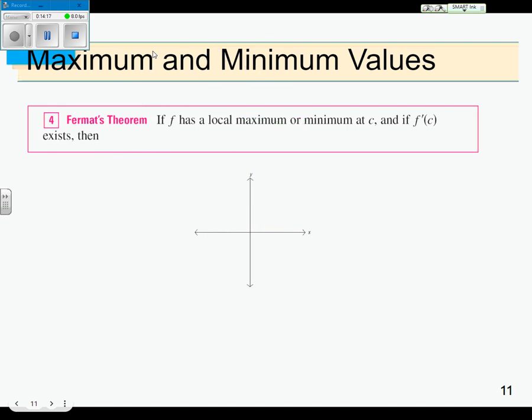Fermat said that we're going to have a local max or local min at C if, check this out, the derivative of C, if that exists, then f prime of C equals 0.